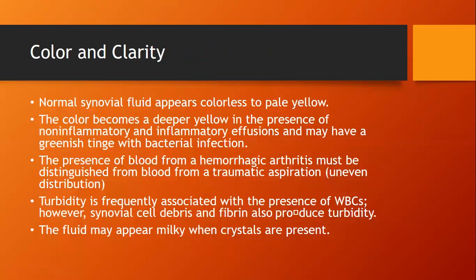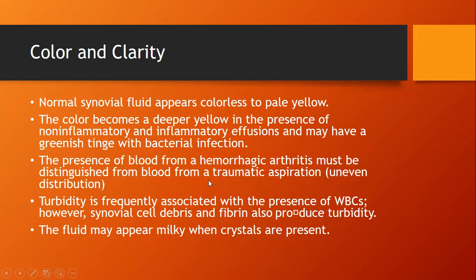First and foremost, we do macroscopic and microscopic analysis, also chemical analysis of your synovial fluid. The first parameter is identifying its color and clarity. I've mentioned that normally it's colorless to pale yellow. It becomes deeper yellow in non-inflammatory and inflammatory conditions, and may be greenish with bacterial infection. The presence of blood may impart a reddish color, maybe due to hemorrhagic arthritis or from a traumatic aspiration.